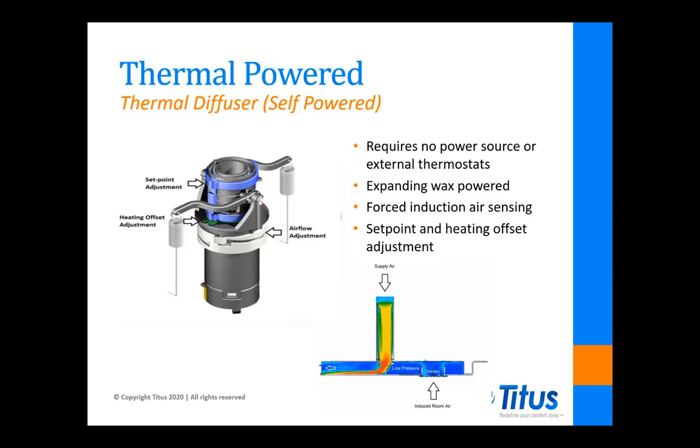The heating and cooling set points can be adjusted using the color-coded rings and tabs. The blue ring adjusts the room set point temperature, while the green tab adjusts the heating to cooling offset. The room air is drawn into the diffuser through a Venturi tube and across a wax pill sensor, which ensures an accurate space temperature reading. Note that wall stats are not available for this particular diffuser model. These diffusers have the lowest initial costs and tend to be used on smaller projects with tighter budgets.